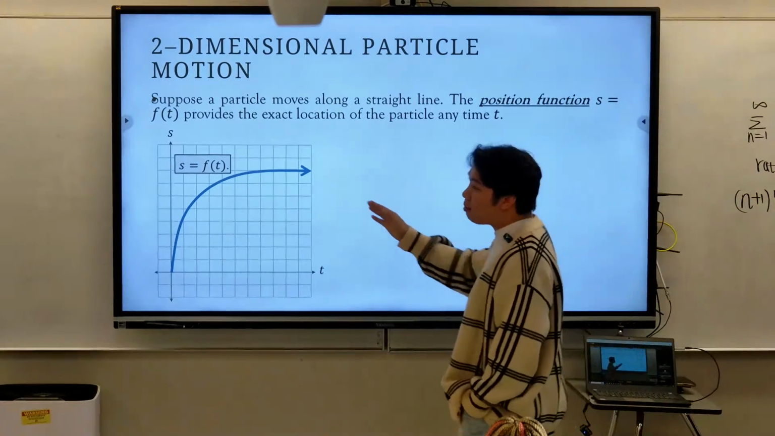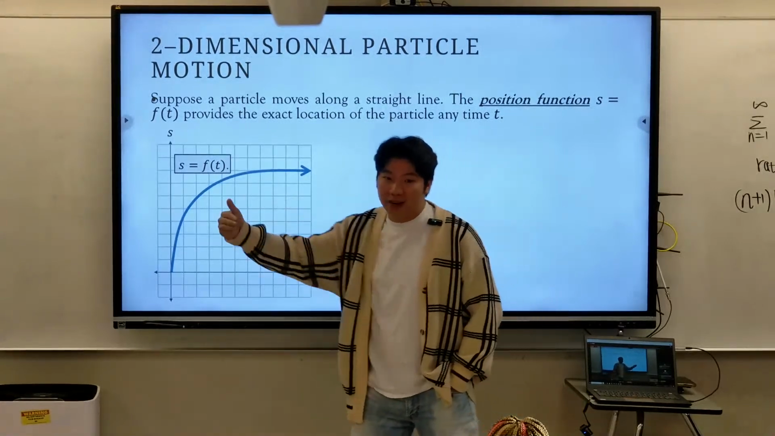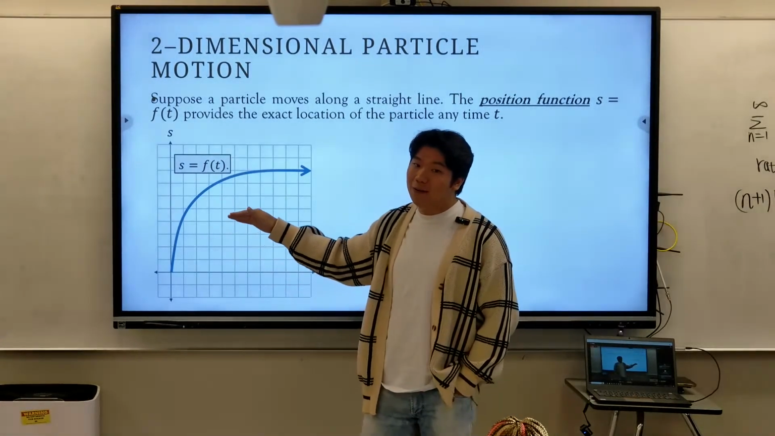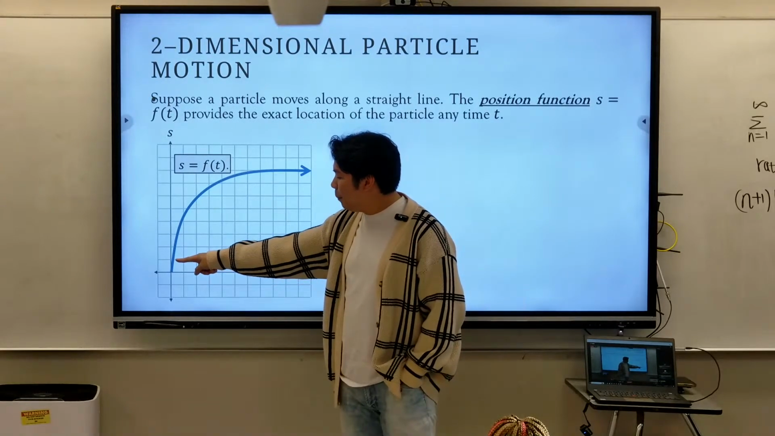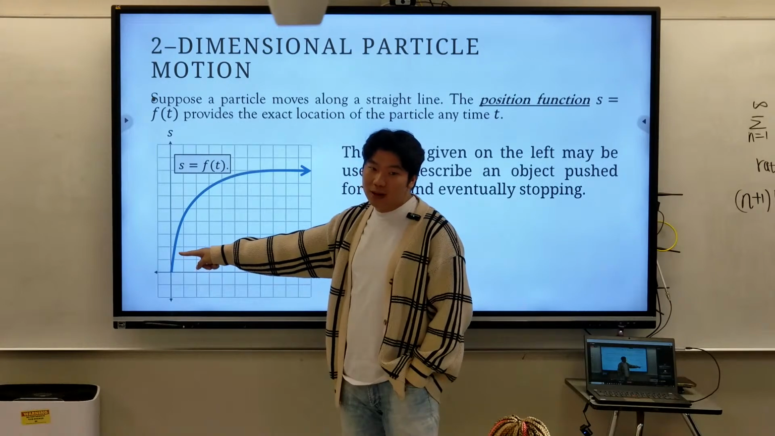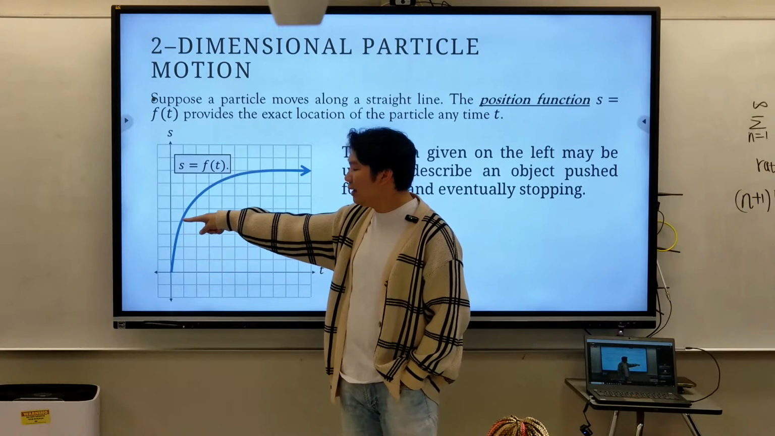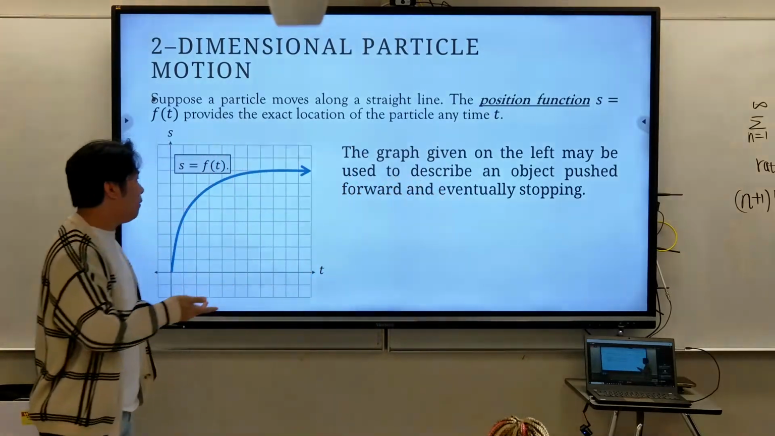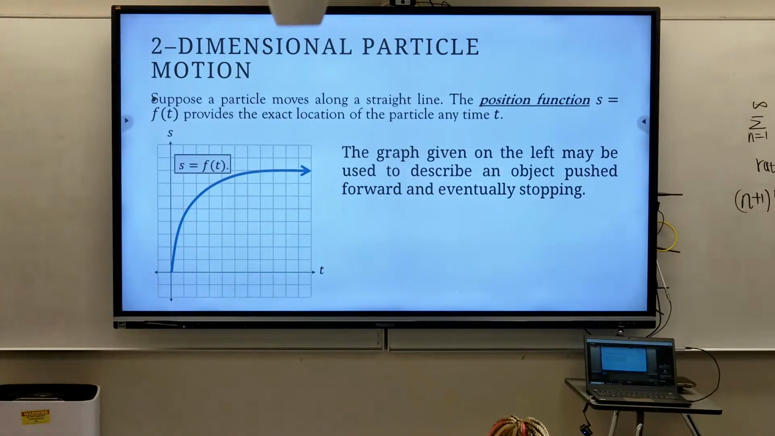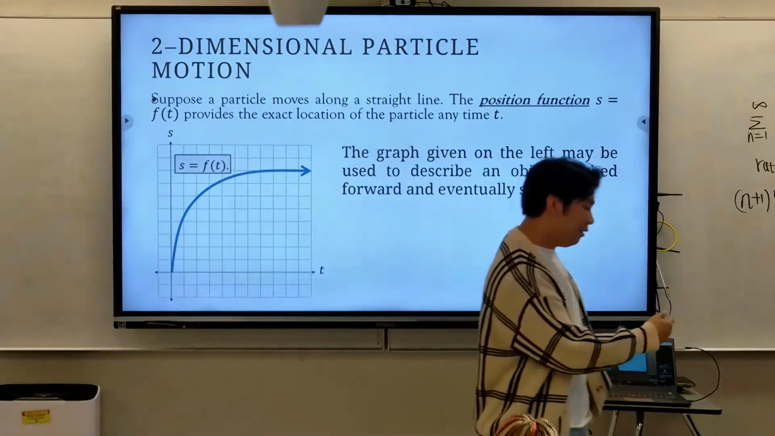I want to emphasize that this is not how I'm moving. I'm not moving in a curve. This shows me how far I am from my starting point. For example, if I put a point right here, this means I'm 1 away from my starting point. Here, I'm 2 away, 3 away, 4 away, and so on. So again, restating that, the graph on the left may be used to describe an object that I pushed forward, and it eventually comes to a near stop, kind of like what I did whenever I walked over. I start walking, eventually slowing down, let's say at this desk.